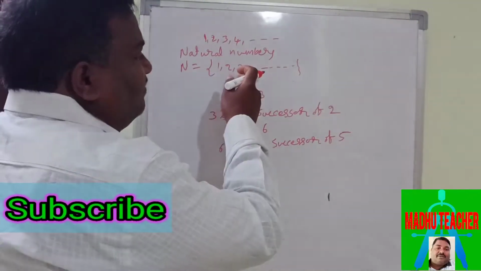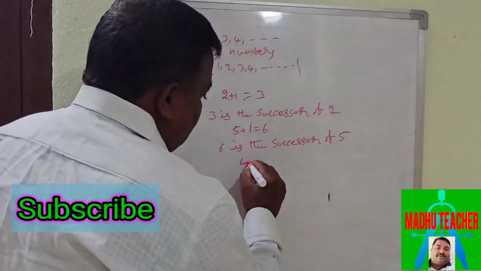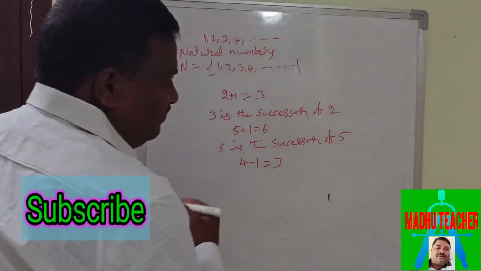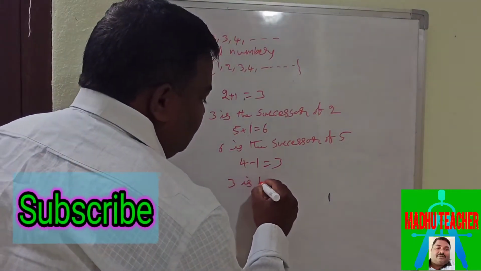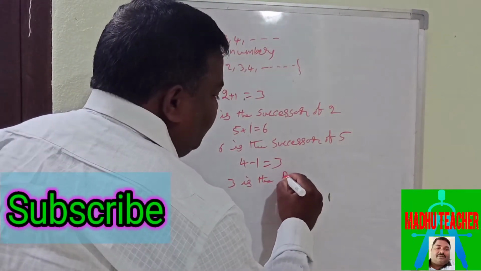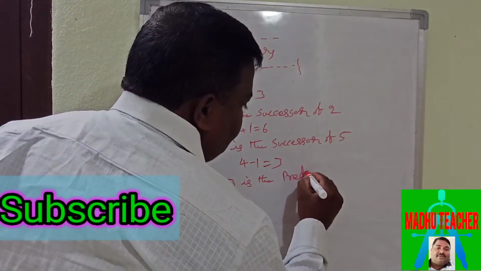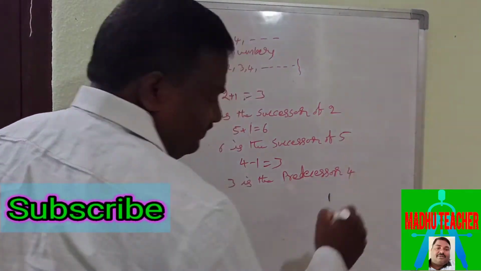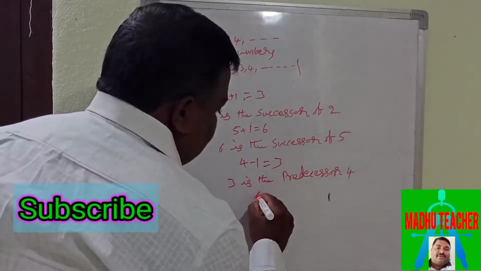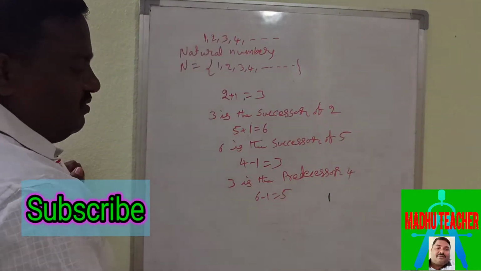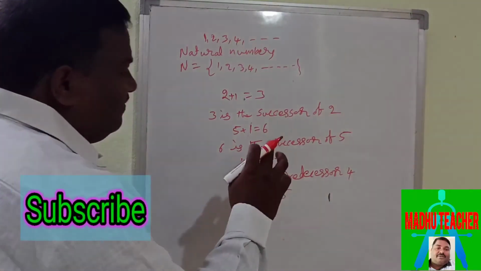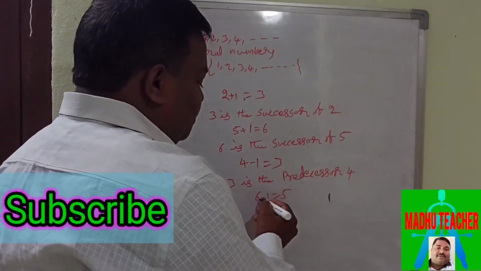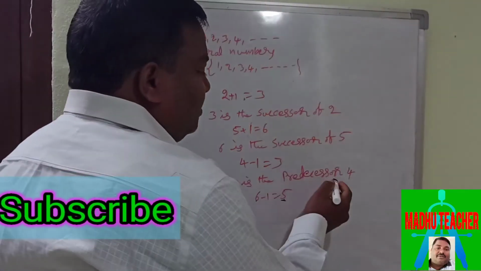Suppose we subtract 1 from a natural number, say 4 minus 1. We get 3. Then we say that 3 is the predecessor of 4. Like this, 6 minus 1 equals 5, so 5 is the predecessor of 6. The number just before is the predecessor.